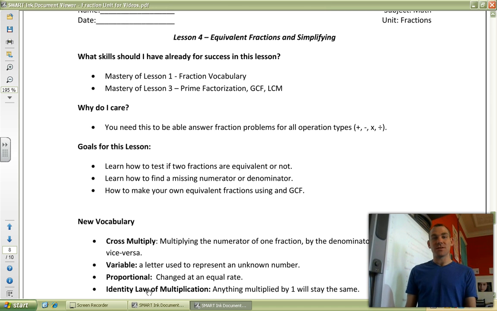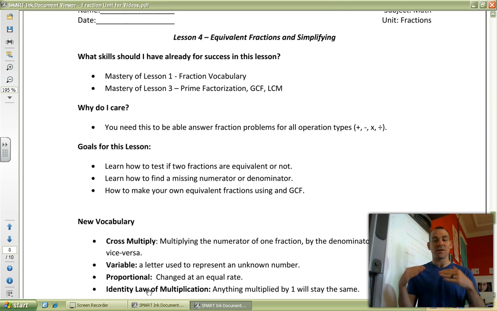Why you should care about this? This skill of finding equivalent fractions and simplifying is going to be necessary for every single kind of fraction problem you're going to get: adding, subtracting, multiplying, dividing. So it's going to be very important for you to be able to do all of this to get your final answers.